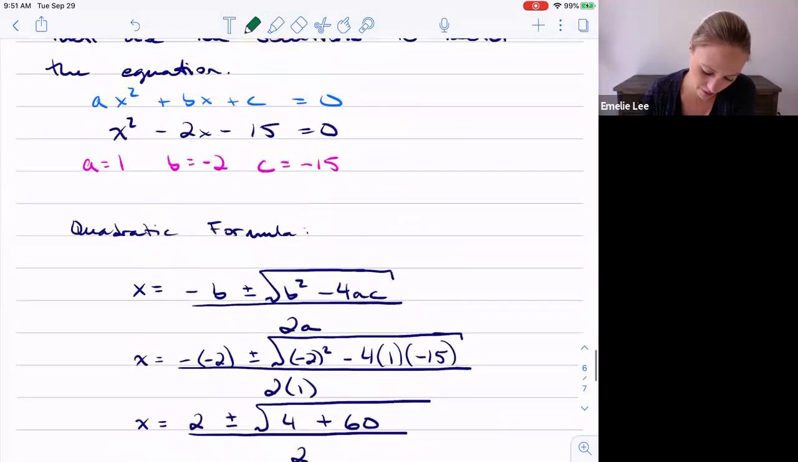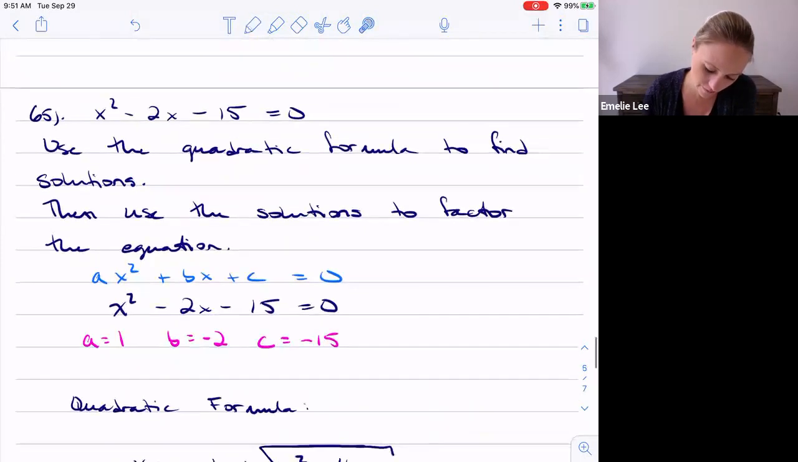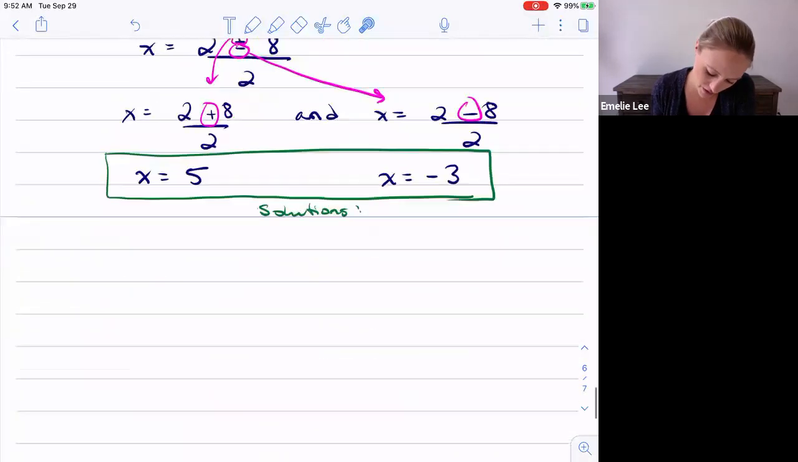That's part of the problem that we were going to do, right? So use the quadratic formula to find the solutions, which is what we just did, right? So solutions, and we'll check them. If we plug in x equals 5 into here, then we should equal 0. And if we put in x equals -3 into here, it should still equal 0 because we found that those are the solutions. Then we're going to use the solutions to factor the equation. So a little bit of a stretch. How about we check our work first?